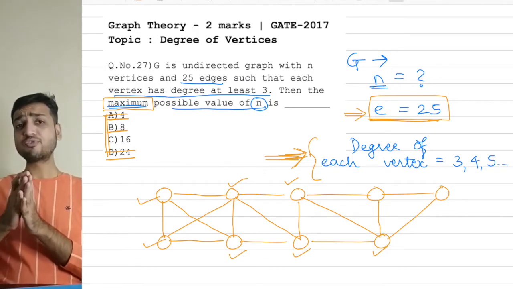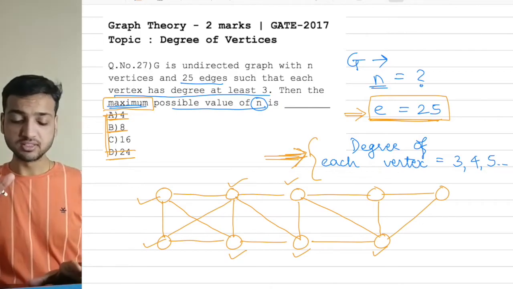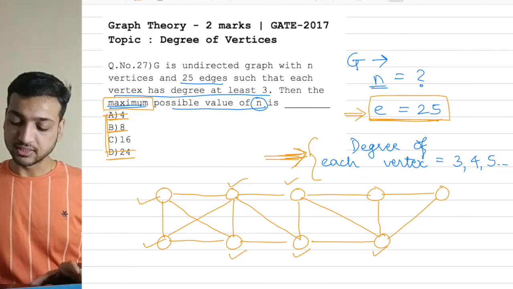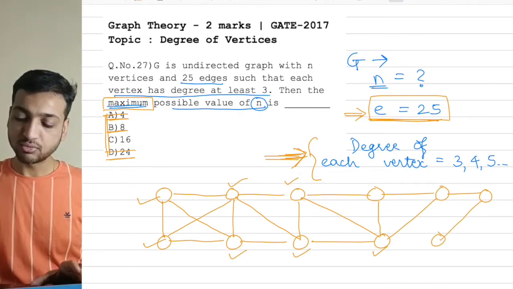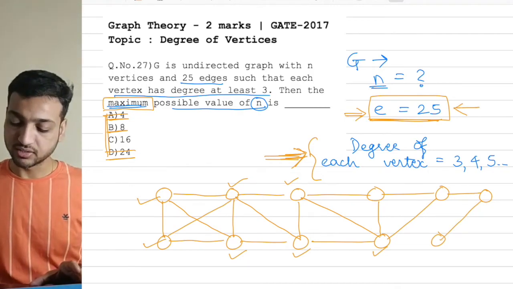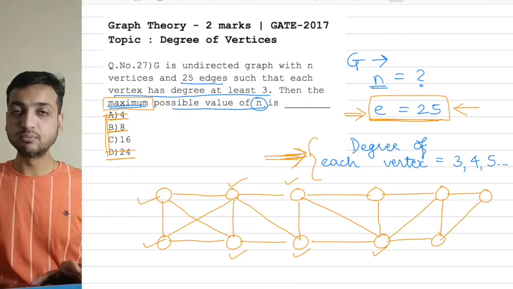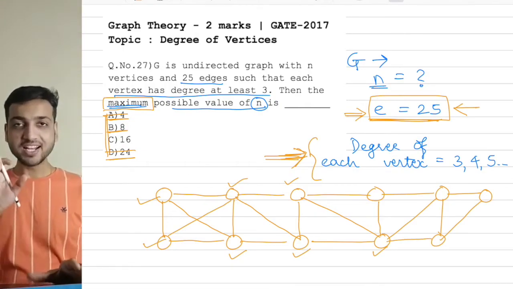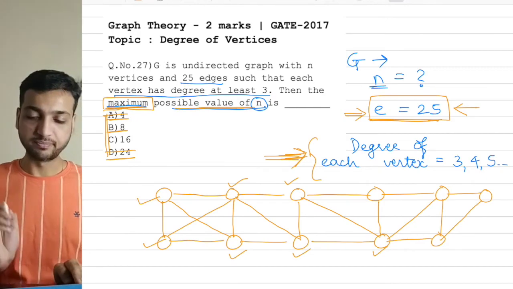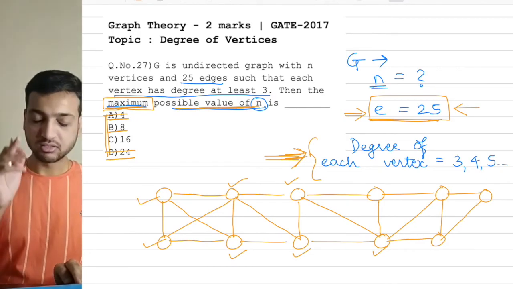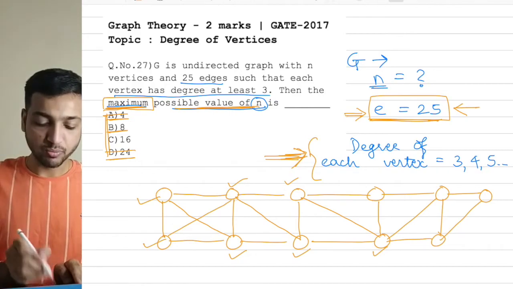So still we have edges left to cover out of the 25, which means that we can add more vertices and still try to cover the 25 edges by adding more and more vertices. So 8 is definitely not the maximum possible value of n. So option B, 8, also goes out of competition.